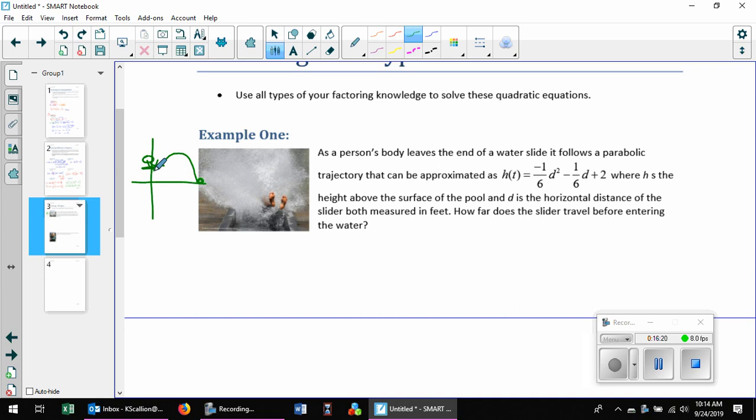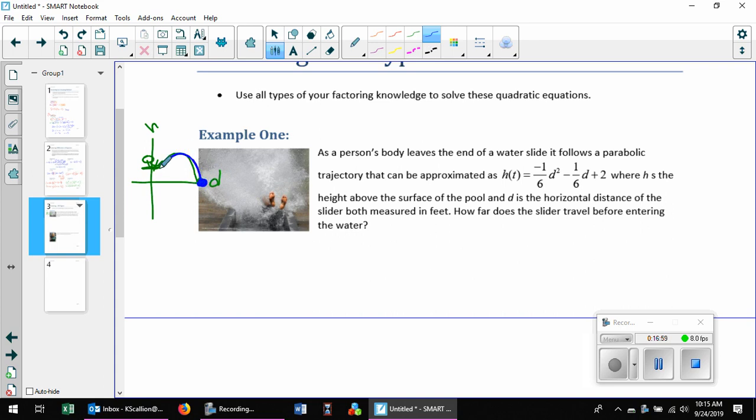So, H is the height above the surface of the pool, and D is the horizontal distance. This is how high you fly, and this is how far you go. Does that make sense? So height is about how far you're above the water, and D is how far you go. How far does the slider travel before entering the water? So based on my beautiful picture here, what am I looking for? I'm looking for my x-intercept. Now, this is modeling the situation. So we know we're looking for an x-intercept.